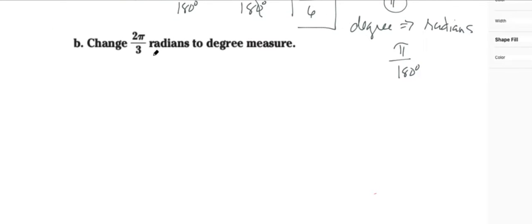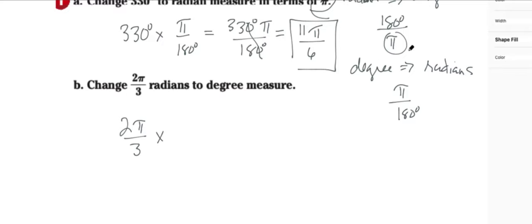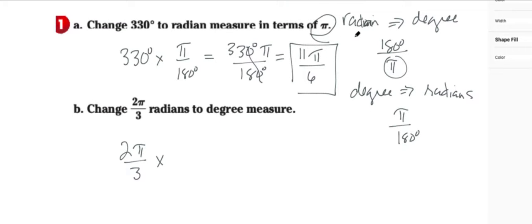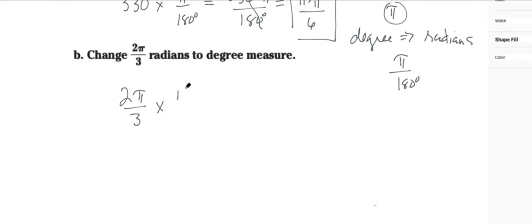So now I'm going from radians to degrees. So I start off with 2 pi over 3, and I'm going to multiply by, let's look up here, 180 degrees over pi, because I'm going from radians to degrees. So when I multiply by that, my pi's cancel out. Cross-canceling when we multiply fractions, you guys remember that.